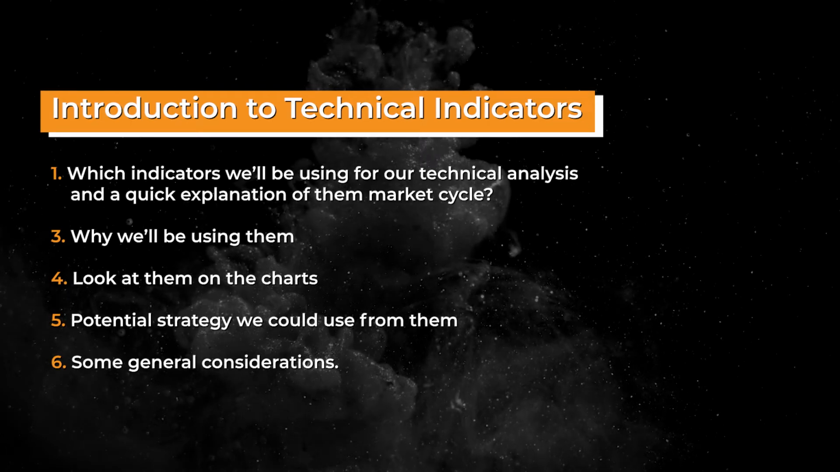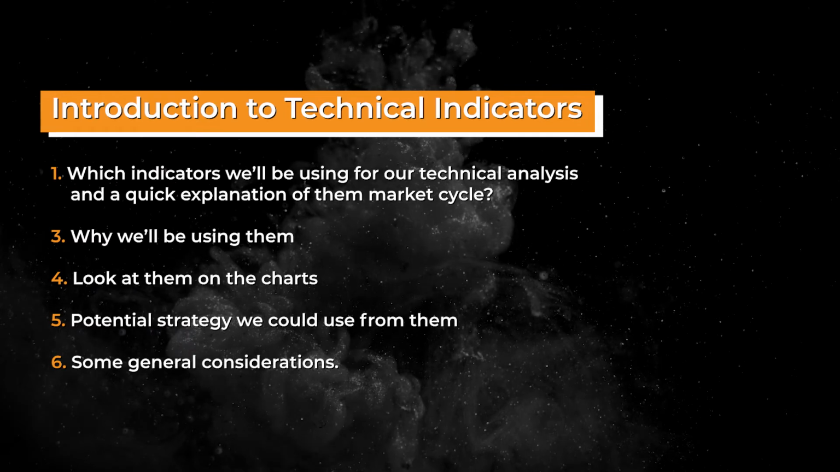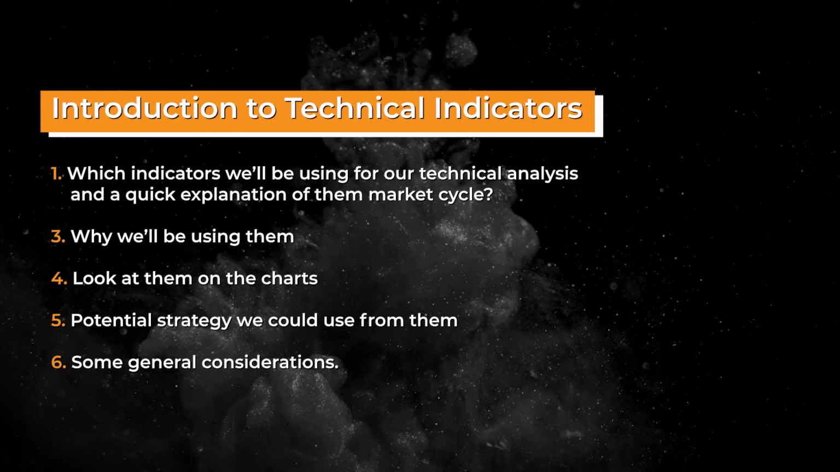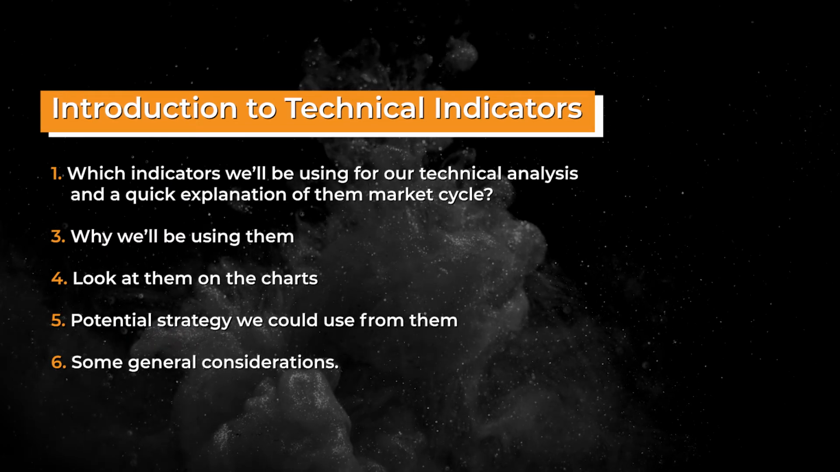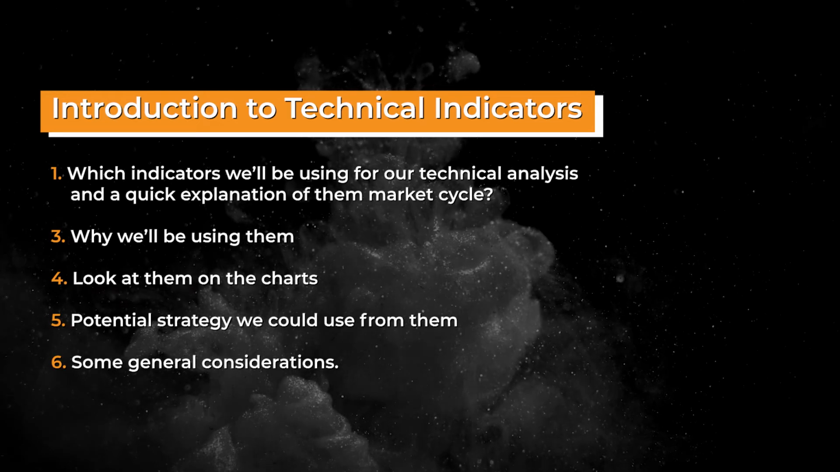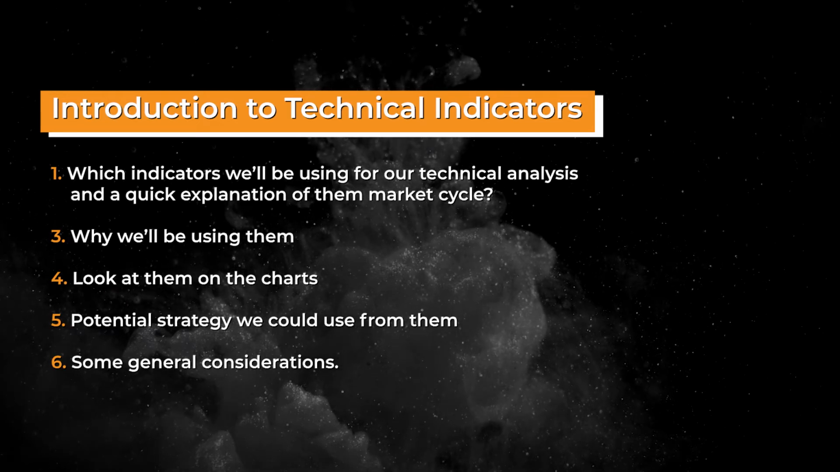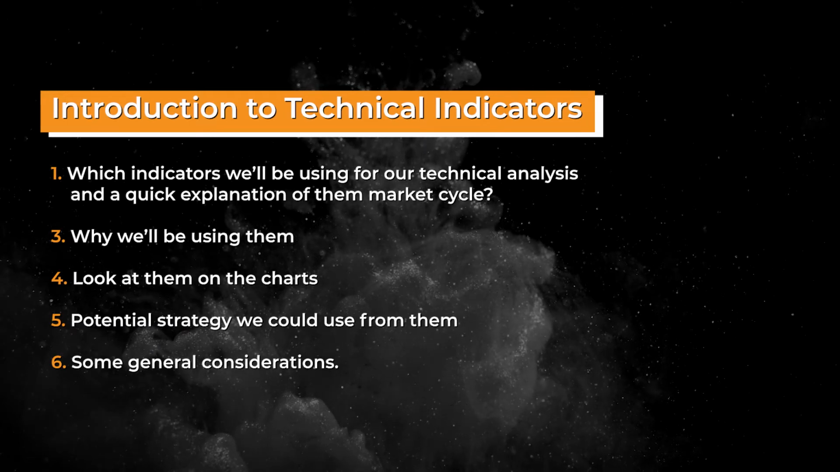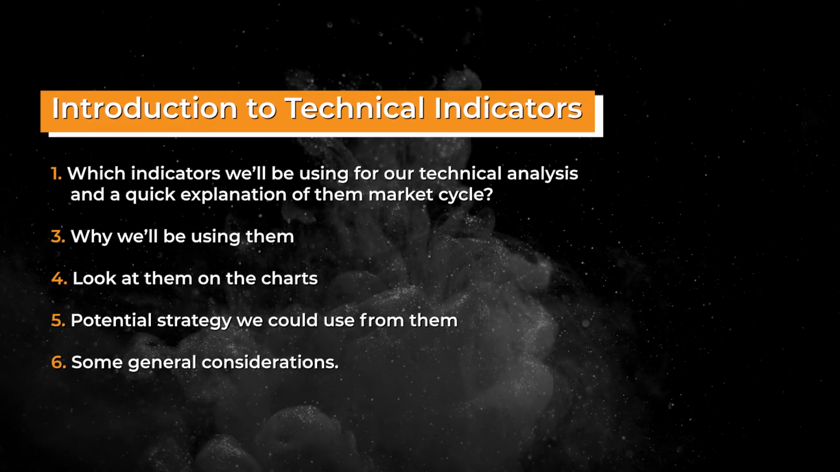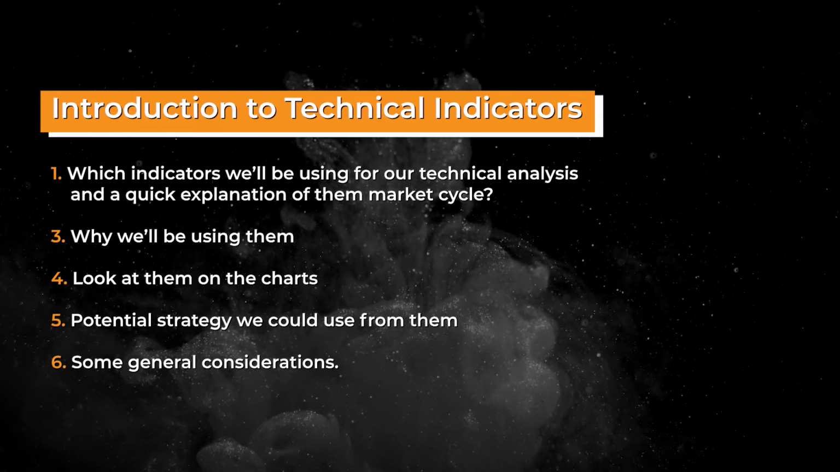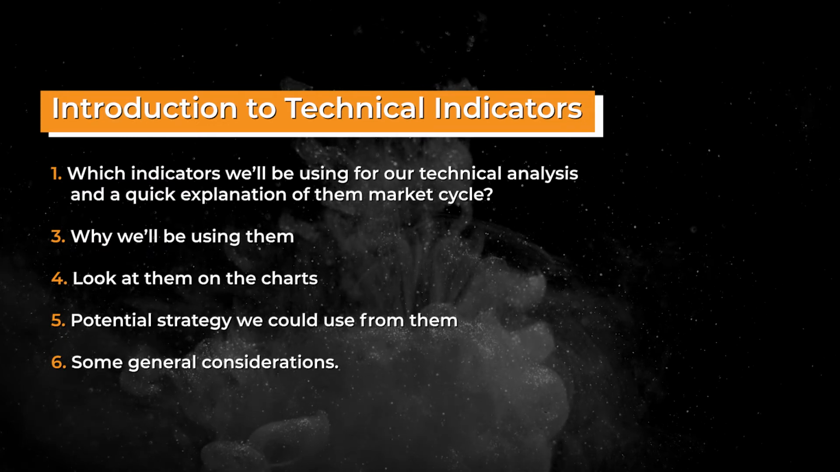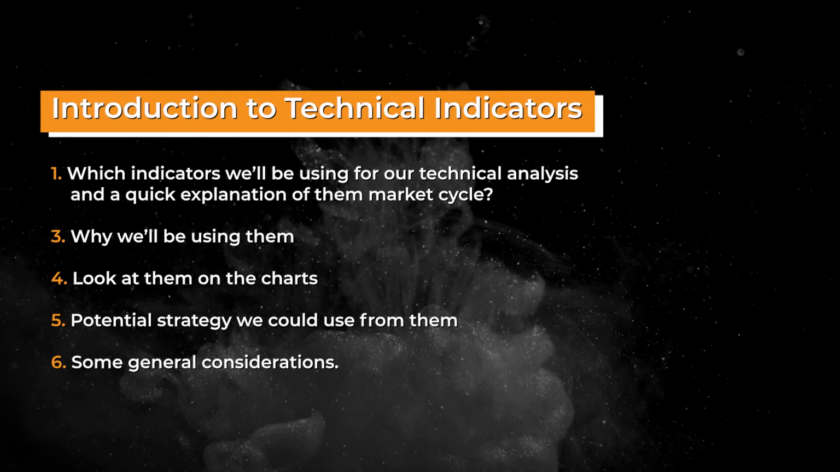So what we'll be doing is just a quick overview of what we'll be looking at. We'll be looking at which indicators we'll be using for our technical analysis, with a quick explanation of them. We'll talk about why we'll be using them. We'll have a look at them on the charts, and then we'll talk about a potential strategy we could use from putting them all together. And then finally we'll just have some general considerations and general chit chat about how to use technical analysis in conjunction with other things.